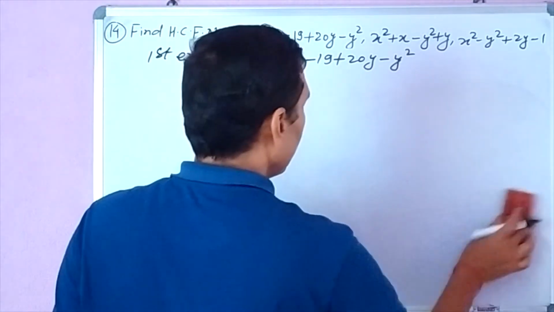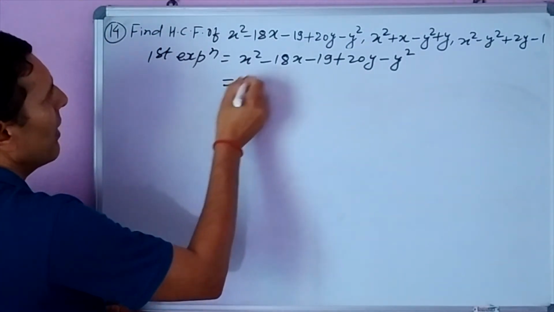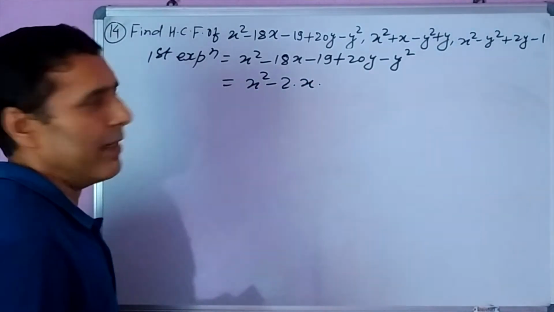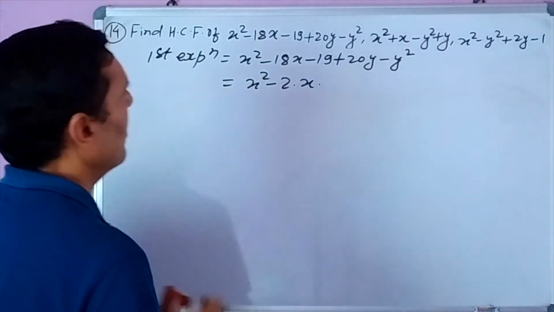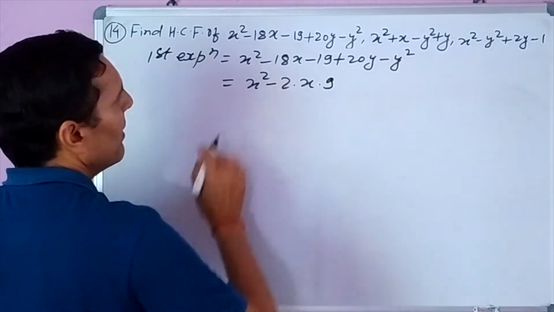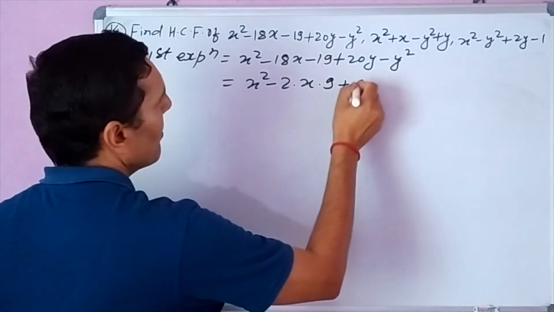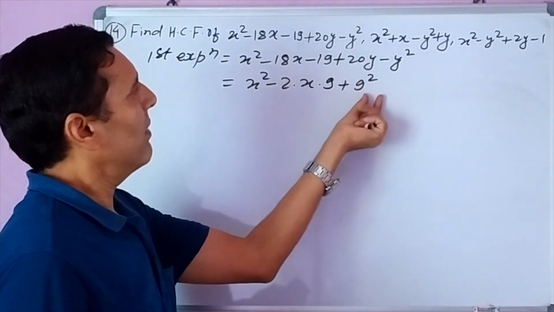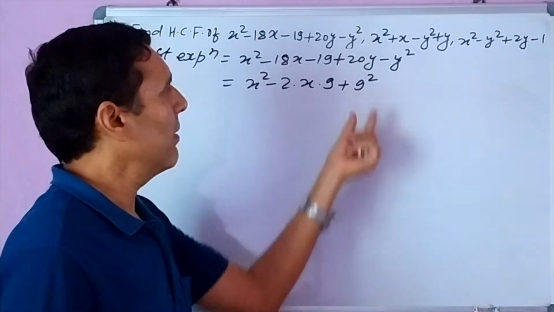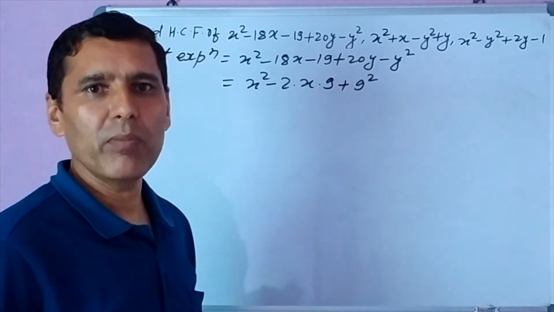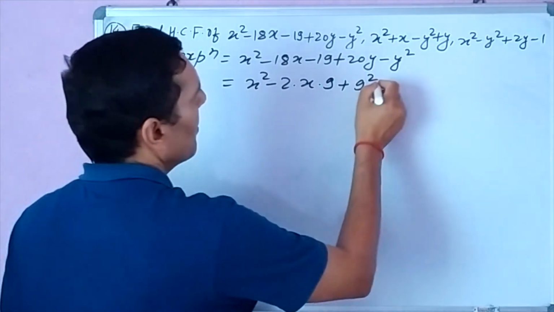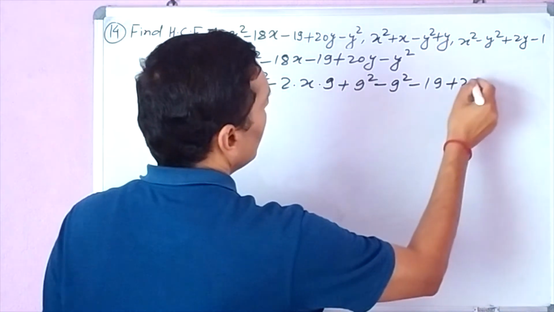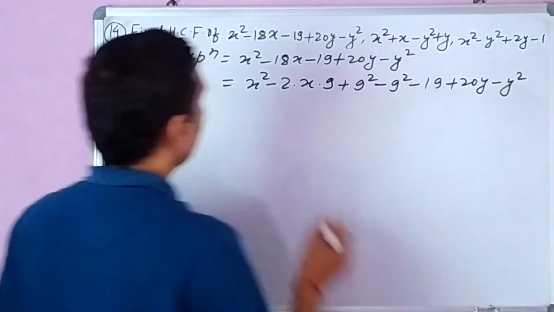So we are completing the square in the first two terms. x square minus 18x, a square minus 2ab. What should b be here? There is 18x, there is 2x, and it should be 9, so that 9 times 2x gives 18x. So if b is 9, then b square is 9 square. As I told you before, whatever b square we have made, it should be subtracted to balance. So minus 9 square. You write the other terms as they are, minus 19 plus 20y minus y square.